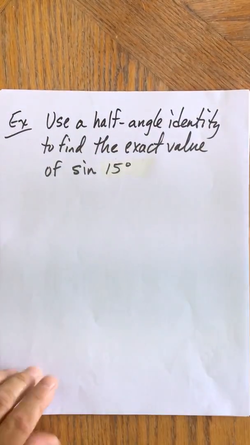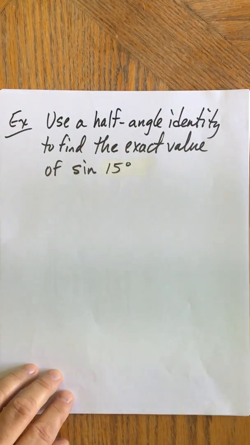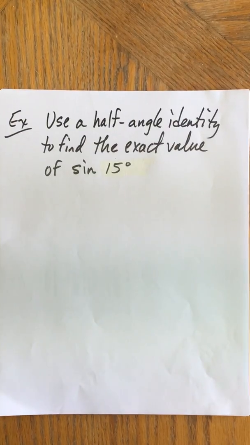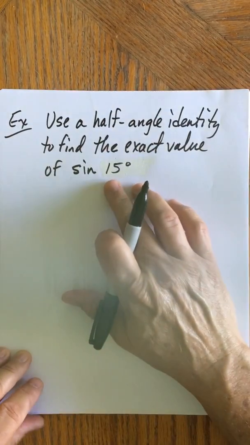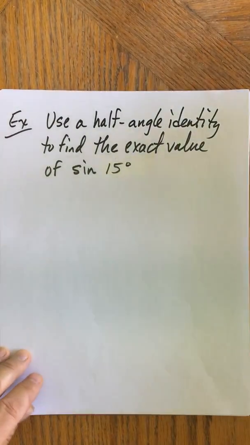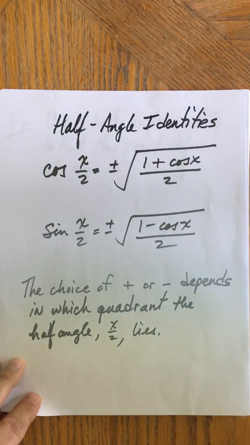All right, so the first one we're going to look at, use the half-angle identity to find the exact value of sine of 15 degrees. Now, one thing you'll see is that when they ask you these questions, they're giving you the half angle of something that you actually know, because we only know a few angles, right, the special angles.